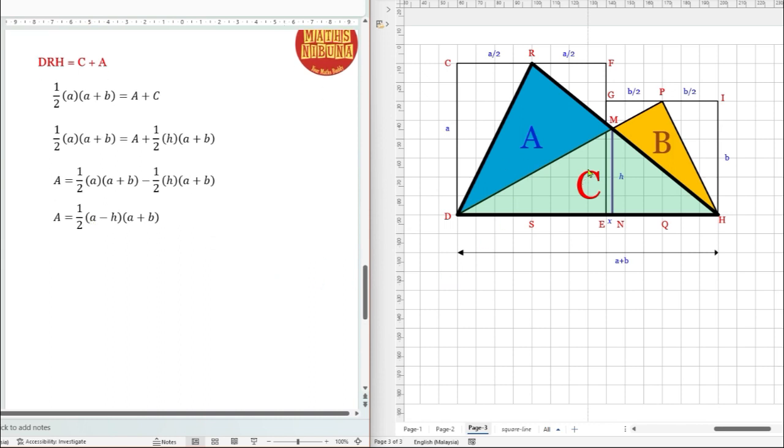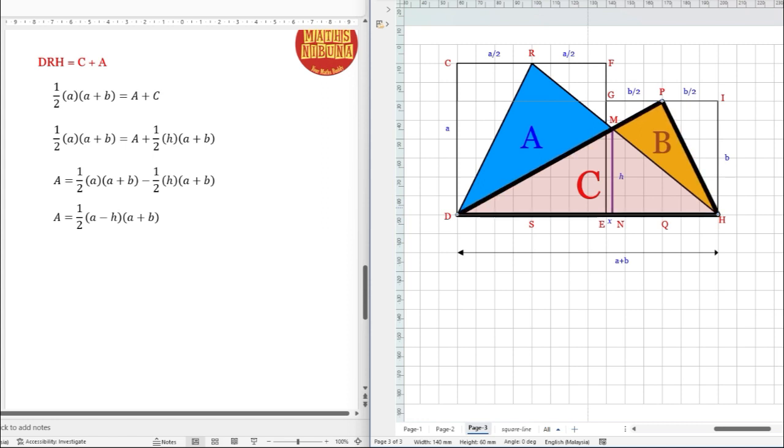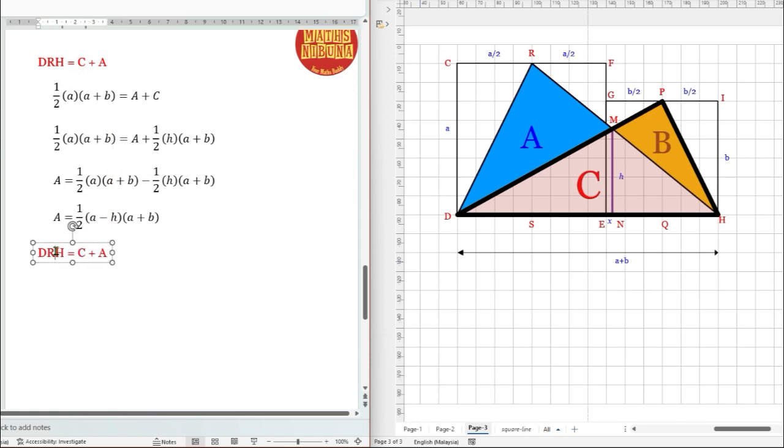Okay, the second, now what I do, I draw another triangle, which connects D, P, H. This is the next triangle. I can make it darker. Now I look at this one. This is triangle DPH, correct?